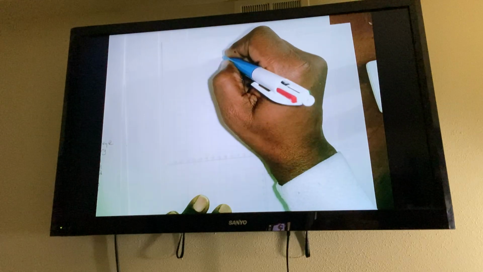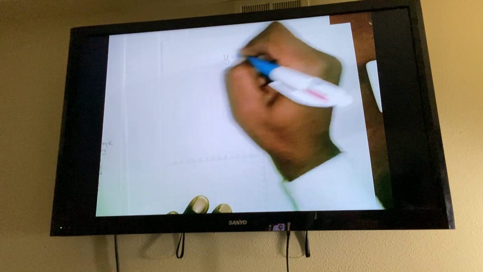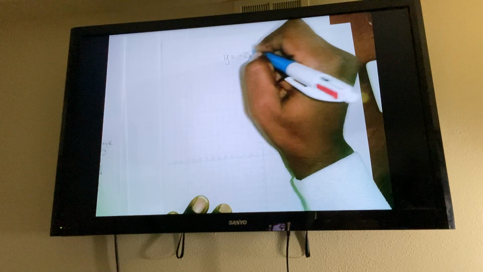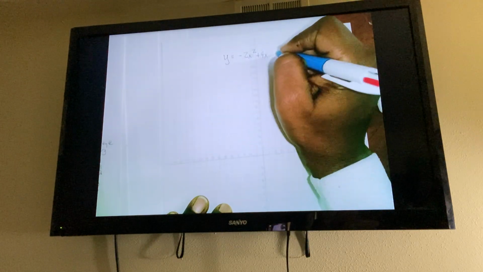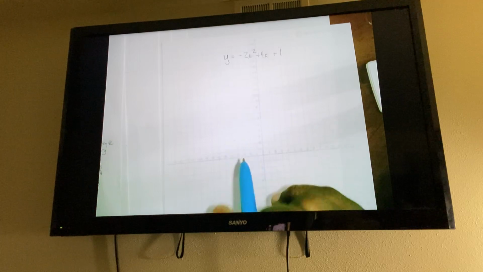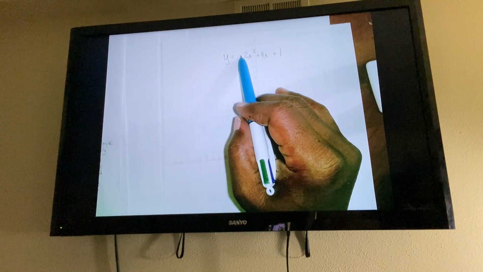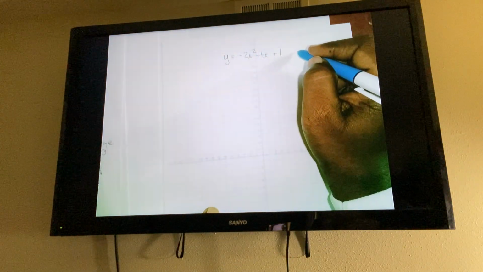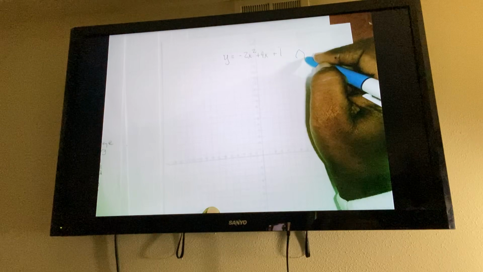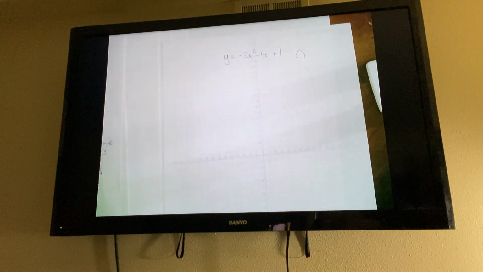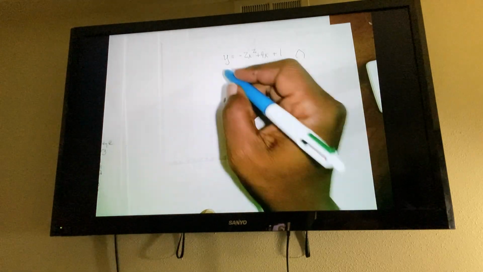Okay, peeps, you've had enough time to do the first one, so let's check the first one to make sure you're on the right track. The equation was y equals negative 2x squared plus 4x plus 1. So the first thing you should have determined, based on the 4 things I wanted from you, is that this negative sign means it's going down.